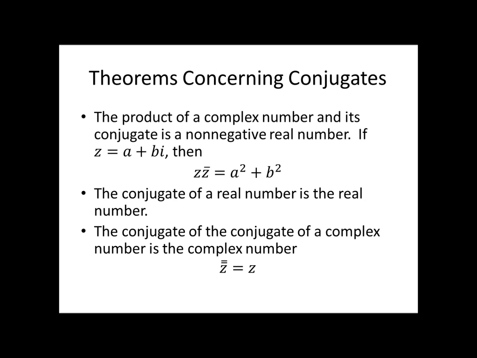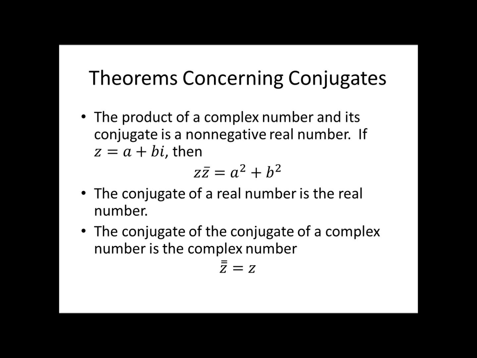Let's look at some theorems concerning conjugates. The product of a complex number and its conjugate is a non-negative real number. If we say that z is equal to a plus bi, then z times the conjugate of z is equal to a squared plus b squared. Now a squared is the real part of the number, and since it's squared, that's always positive. B is the coefficient that's in front of the i. We're not squaring bi, we're just squaring b. That's going to be a positive number as well. So a squared plus b squared, always positive. Whenever you multiply a complex number and its conjugate, you always get a positive number.